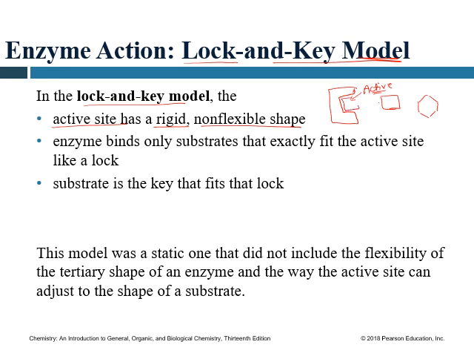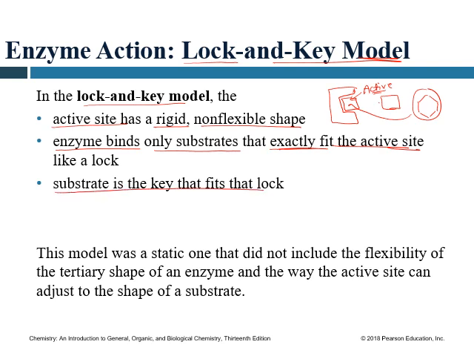This is the square one, because it can easily go into the active site and bind to it, whereas the hexagonal shape is very difficult to accommodate within the active site. So according to this model, the enzyme binds only to the substrate that exactly fits the active site, right? Because the active site doesn't show any flexibility to accommodate any other shape of substrate. That's the main thing about this lock and key model.